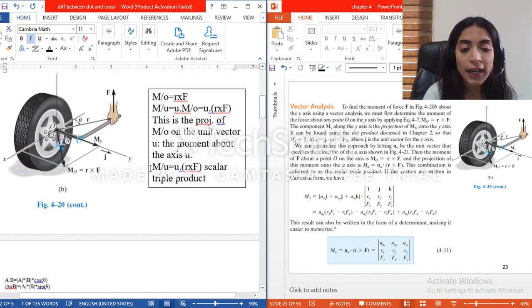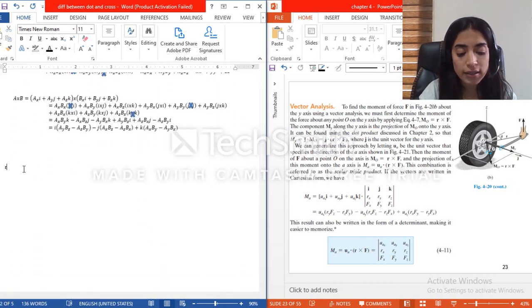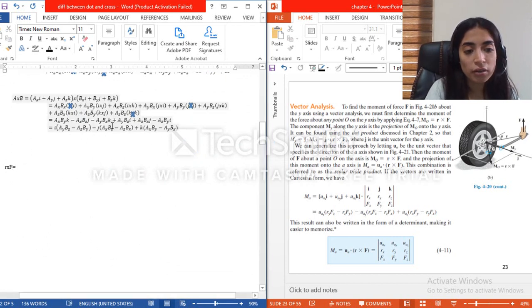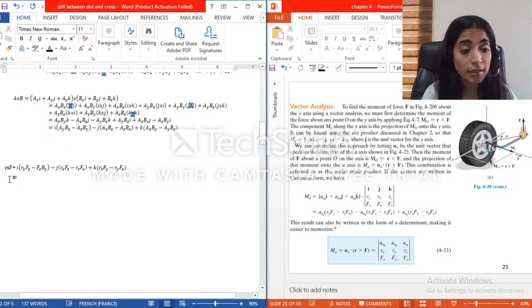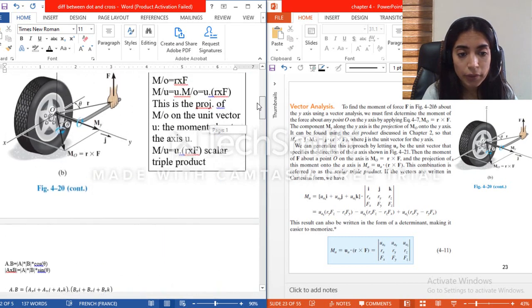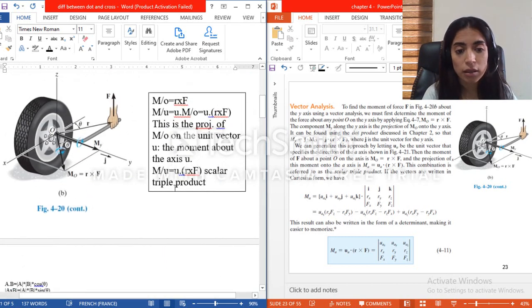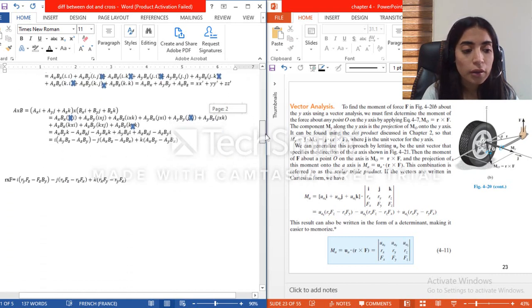So basically, of course, I should start by R cross F. Now, R cross F, using this equation here, so you can find the proof of this equation in previous videos, R cross F is equal to this equation right here, but I will replace a by R, because here I'm doing R cross F, and b by F. Okay, so basically this is R cross F. I know that in order to find the moment about the axis u that has a unit vector of u, I should find u dot R cross F. So what is u?